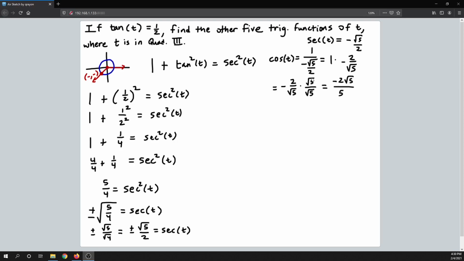All right, next up I am going to go after the sine. Let's do that one next.